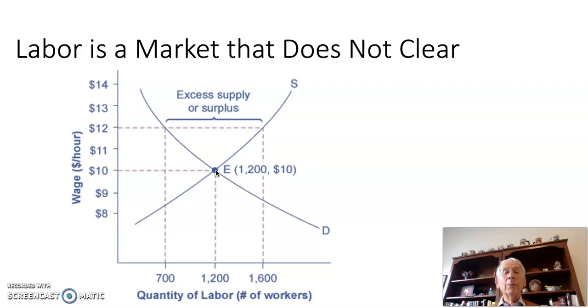Okay, we know that labor is a market that does not always clear. And what I mean by that is, usually we say where supply intersects demand, we have an equilibrium. The market clears means that everybody who wants to buy will be able to buy, everyone who wants to sell will be able to sell. In the market for labor, that means everybody who wants to hire a worker would be able to find one, everybody who wants to work will have a job.